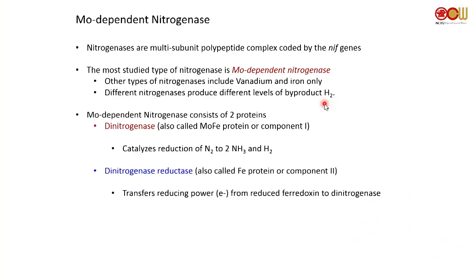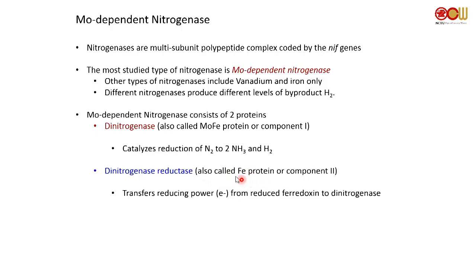The Mo-dependent nitrogenase consists of two proteins. One protein is called the dinitrogenase. This is a core protein. It is also sometimes called the MoFe protein, molybdenum iron protein, or component 1. This particular protein catalyzes the reduction of N2 to your ammonia and H2. So this is the core protein. The other enzyme is the dinitrogenase reductase.